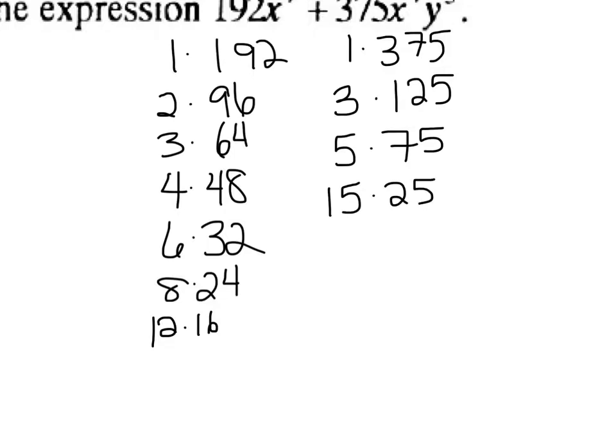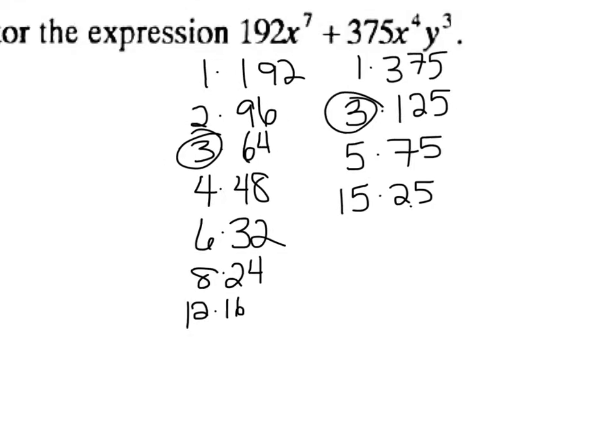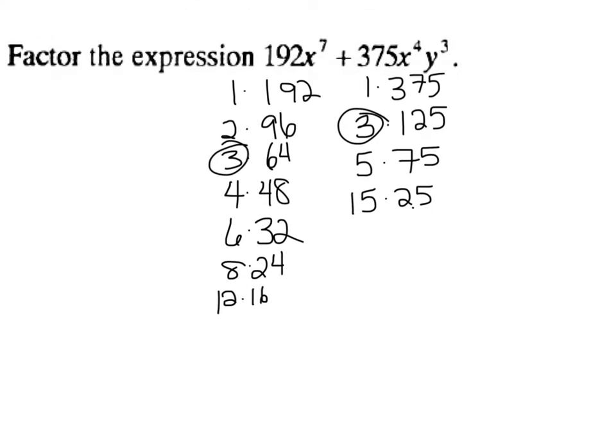Checking 16, doesn't work. 17, doesn't work. 18, still not working. 19, doesn't work. I know 20 is not, because it's not a multiple of 20. So checking 21, nope. 22, doesn't work. 23, doesn't work. And the last one to check is 24. Doesn't work, because now we're back to the 25, which we already had. So now, looking for the ones that are the same. 3, and that's it. So 3 is the highest GCF of the numbers. So I'm going to be taking a 3 out.